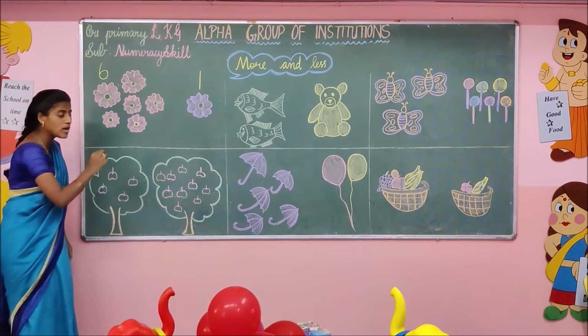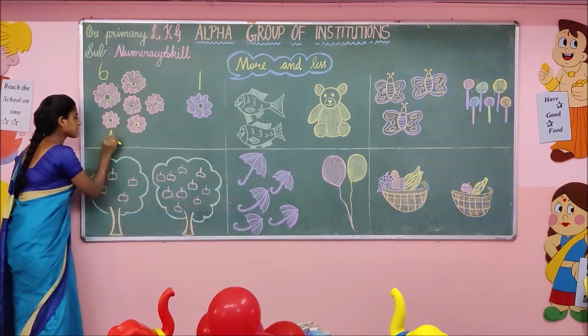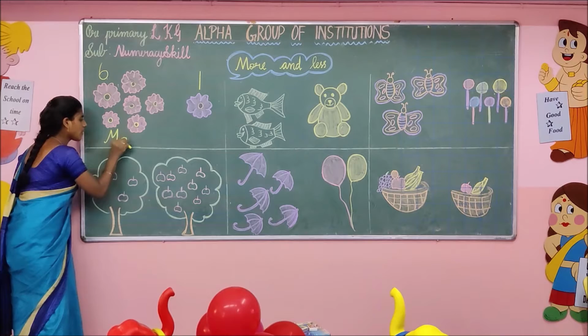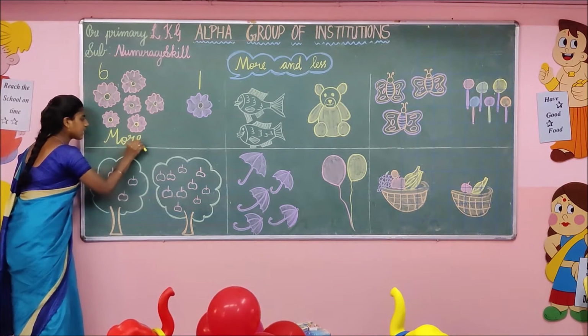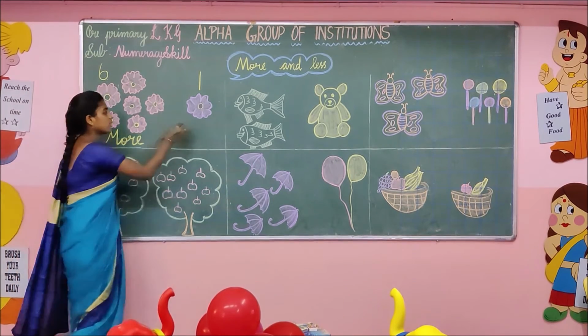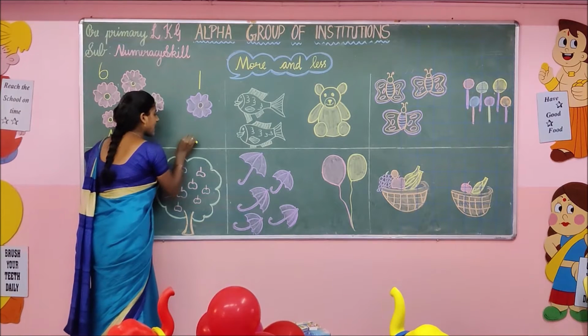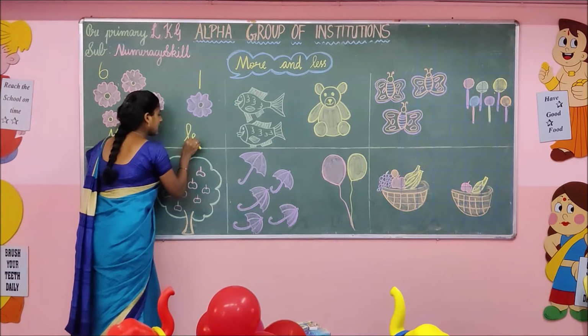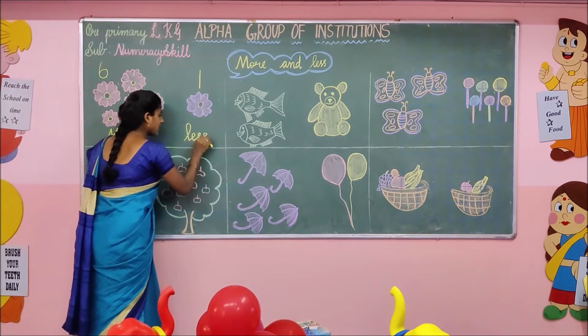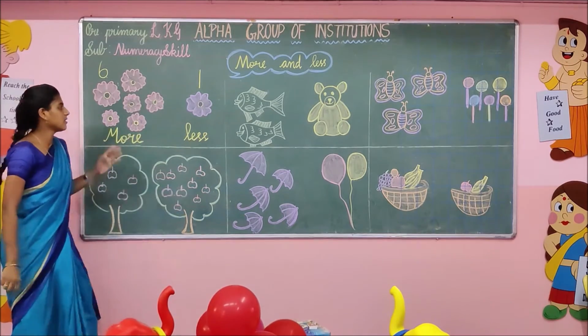Shall we write more? M O R E. More. This flower is less. L E S S. Less.